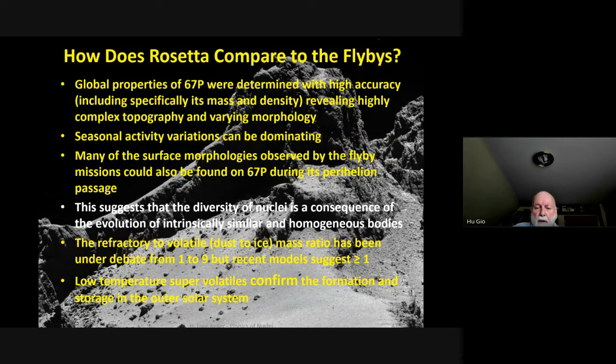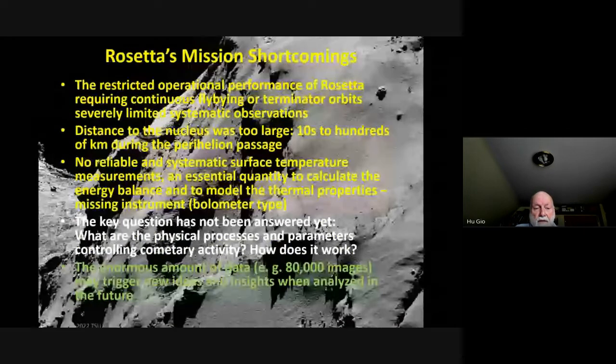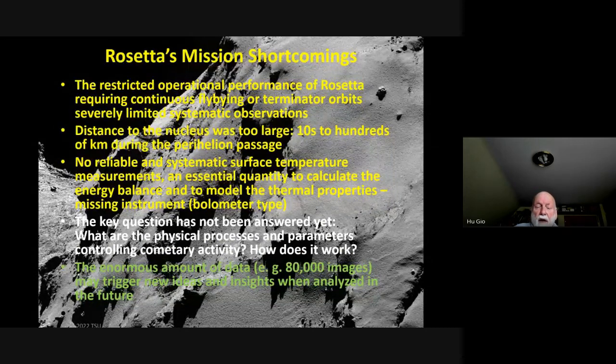Low temperature supervolatiles confirm the formation and storage in the outer solar system. I think this is a clear, strong evidence, a consequence of the observations of Rosetta. The details of the things we had to observe are not so straightforward. Many observations have big error bars and are supported only by modeling, which is not necessarily correct.